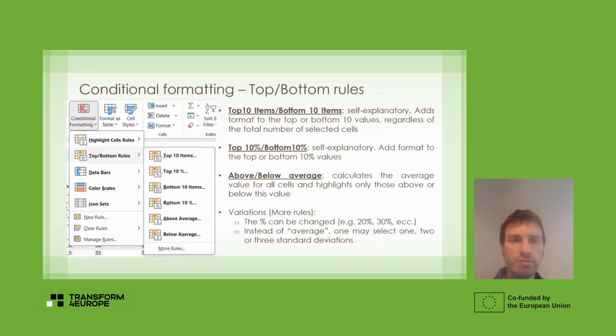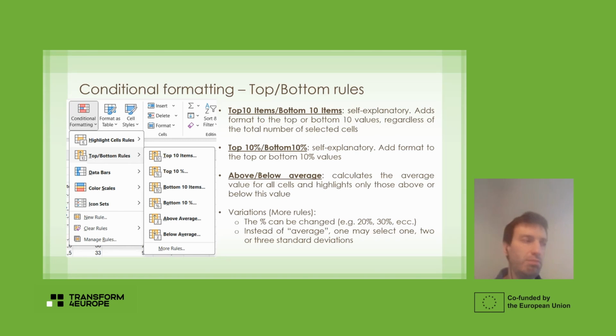So second option for conditional formatting is to use the top-bottom rules. This is also very important for numerical values. So as you can see, you have different options. You can, first of all, only highlight the extreme values. For example, by selecting automatically only the entries with the top 10 and bottom 10 higher or lower values.